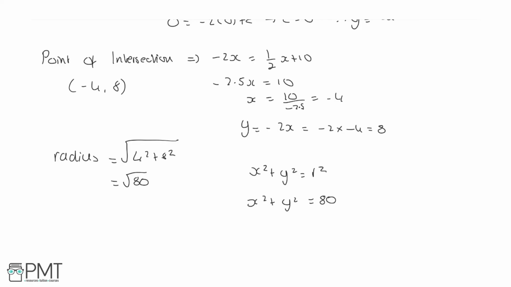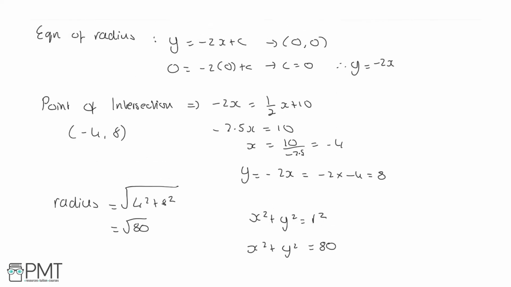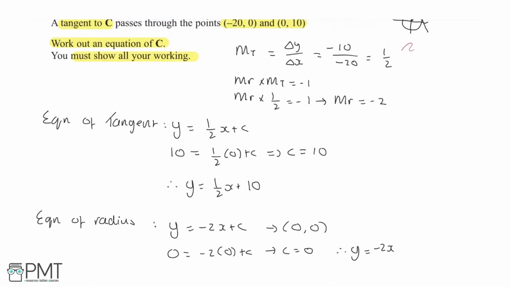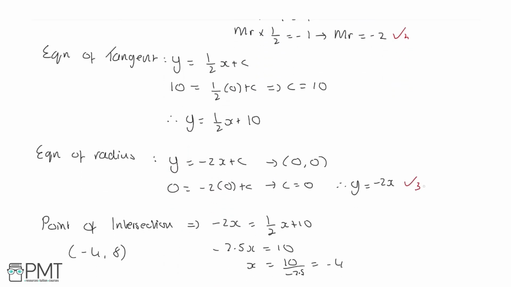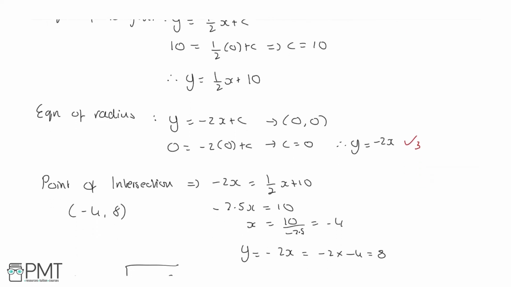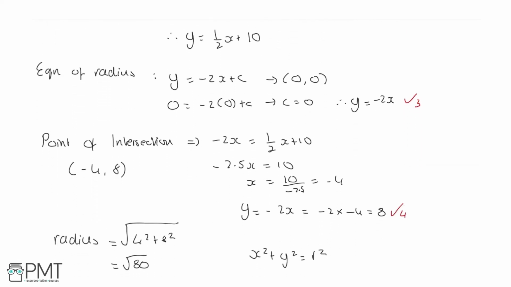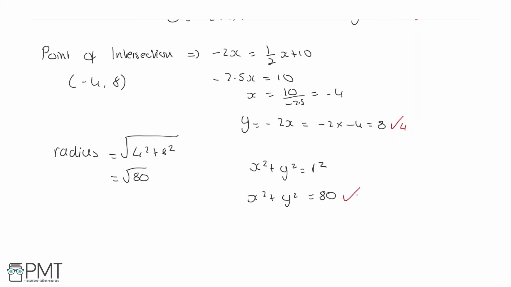So this question is worth 5 marks. The first mark comes from finding the gradient of the tangent, as we have done here. The second mark is from finding the gradient of the normal, the radius. The third mark comes from finding the equation of the tangent and the equation of the radius. The fourth mark comes from setting them equal to each other and working out the point of intersection. And the fifth mark comes from getting the correct equation of the circle in the end.